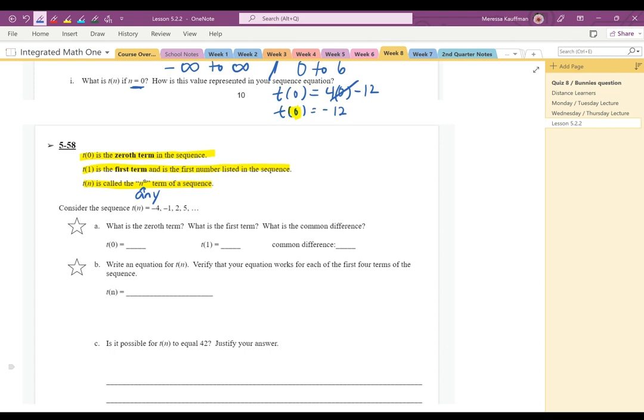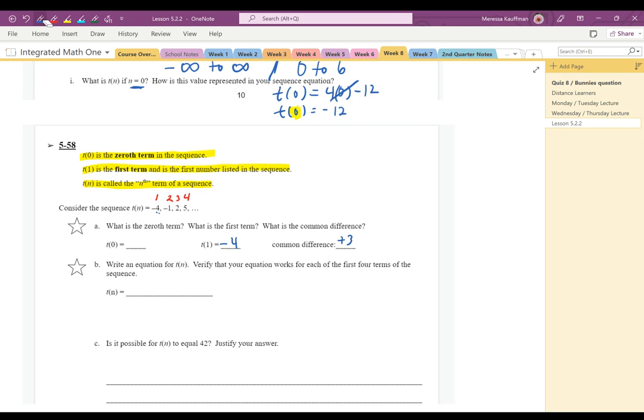Okay, so consider this sequence. We have T of n is equal to -4, -1, 2, and 5. What you might want to do is just list the terms above it so you know this is term 1, term 2, term 3, and term 4. So we have -4 to -1. Looks like I'm adding 3. So my common difference is going to be +3. I already know what the first term is. It's right there. It's -4. Why? Because I just listed it.